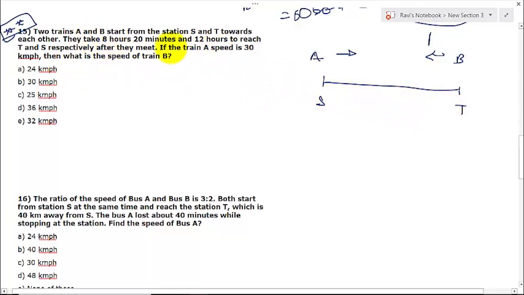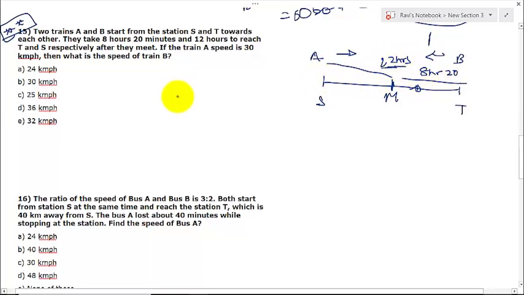So in total, they take 8 hours 20 minutes and 12 hours to reach respectively after they meet. So they meet at some point. From here A is taking 8 hours 20 minutes, and this is the meeting point, let us denote it with M, and here it is taking 12 hours, okay.